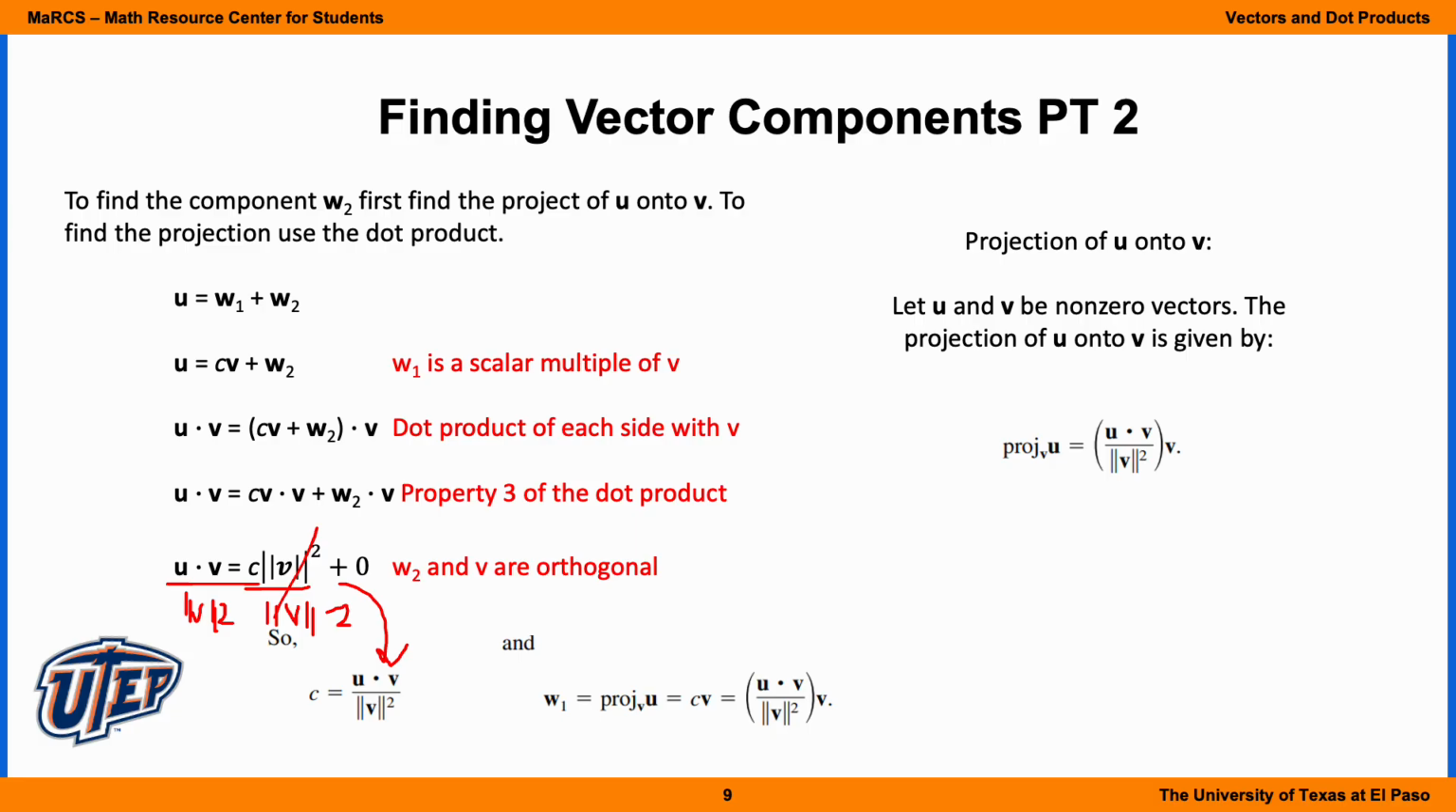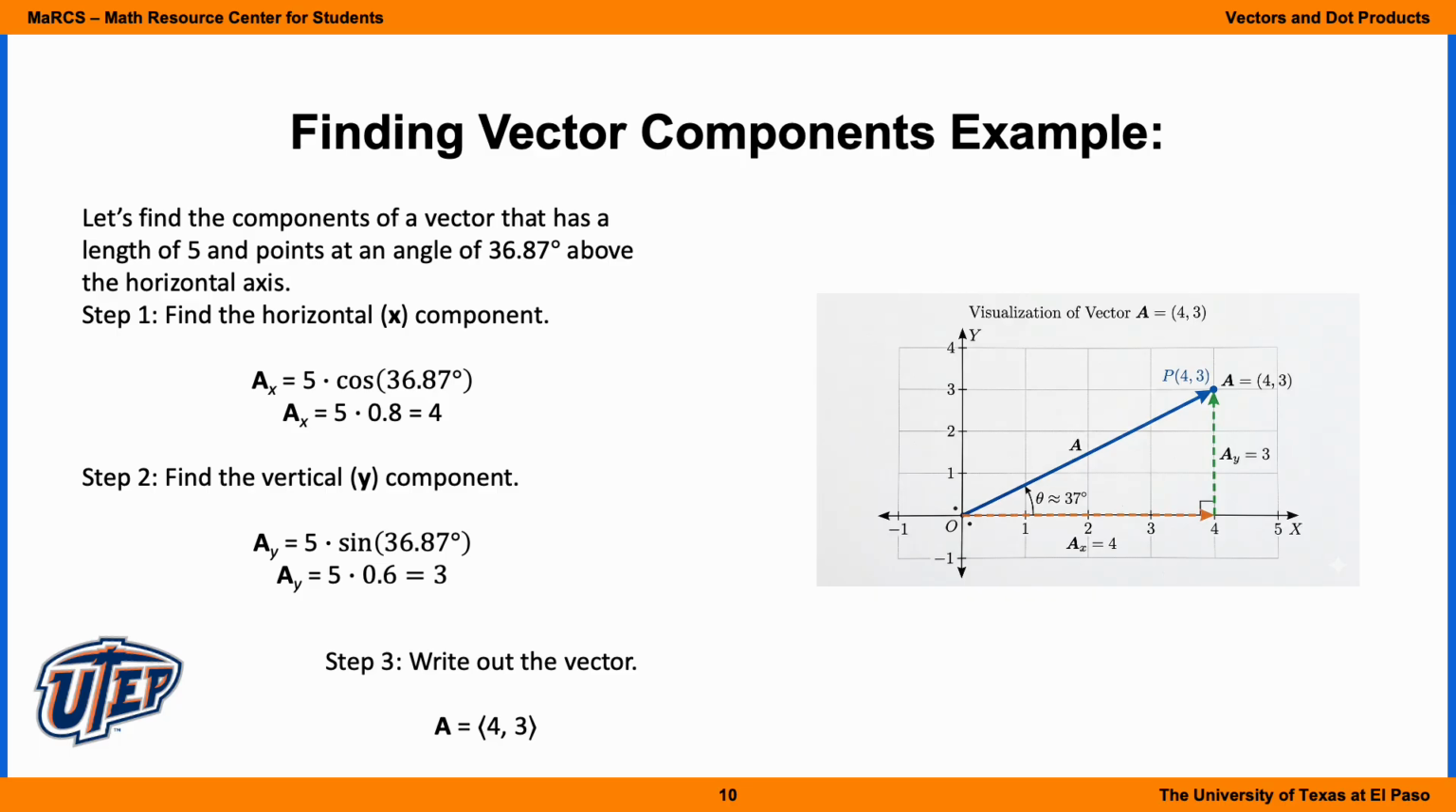Now to find w1, we can multiply c times v, and we stated that c was equal to this expression, so we just plug it in there, and then multiply by our vector v. Now in this example we'll be finding the components of a vector that has a length of 5 and points at an angle of 36.87 degrees above the horizontal axis.